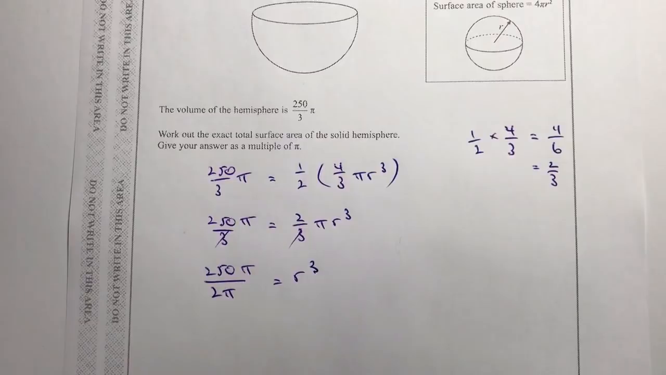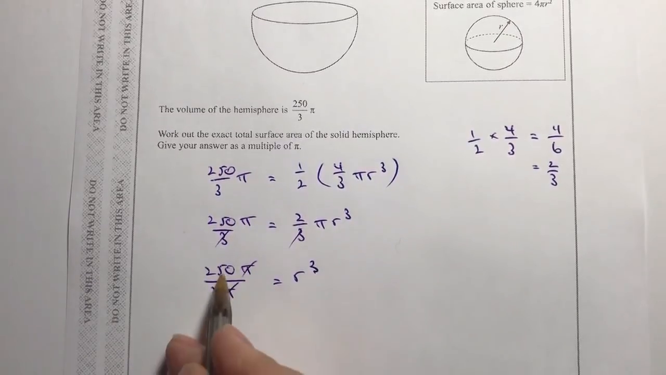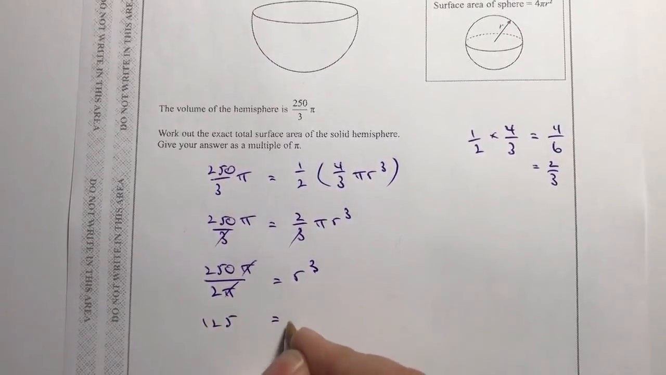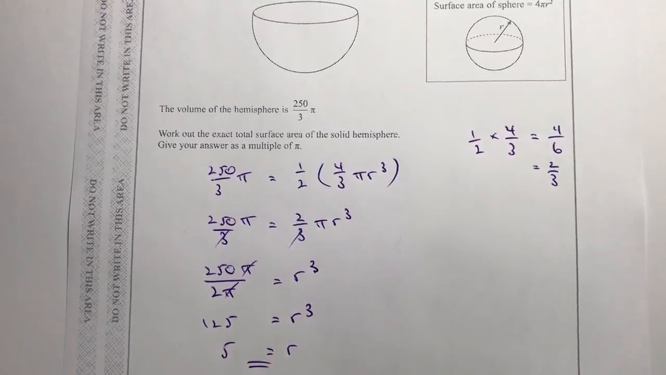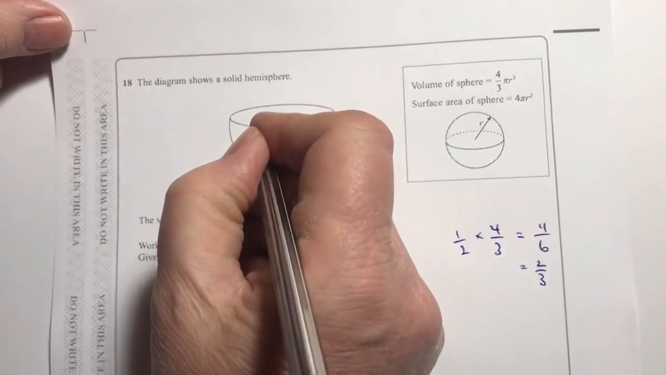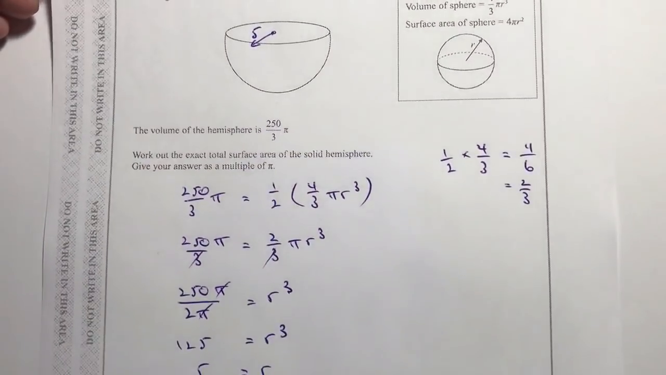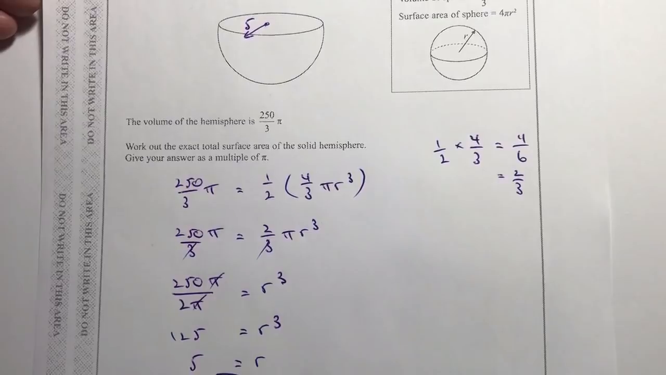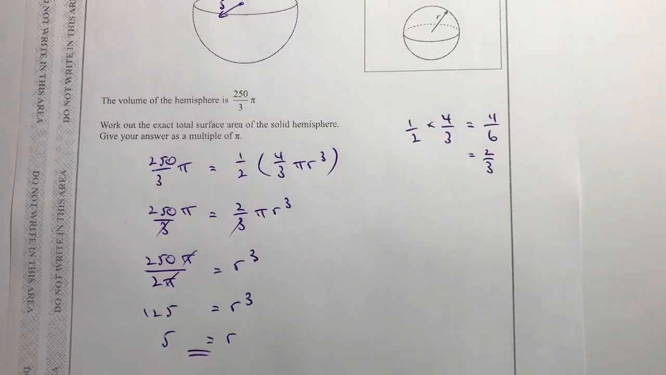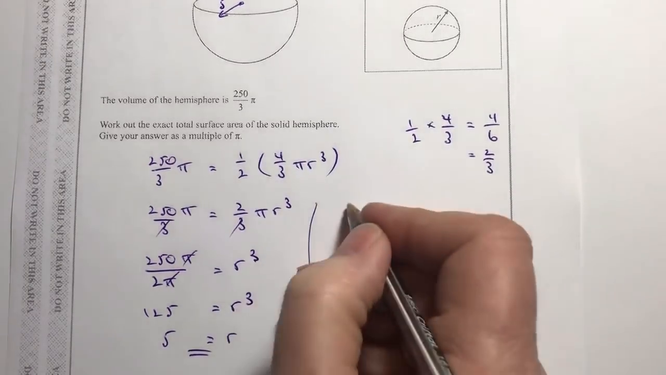And then I can just simplify that, and I get rid of the pi, and I've got 250 over 2, which is 125. So therefore 125 equals r cubed. The cube root of 125 is going to be 5, so 5 equals r. That's great, because then I can use that information to work out the surface area. So what we have done is we've worked out that the radius of this is 5 centimeters, I think, maybe. I don't know. Doesn't really tell us, but 5 units anyway. So I can use that information now to work out the surface area.